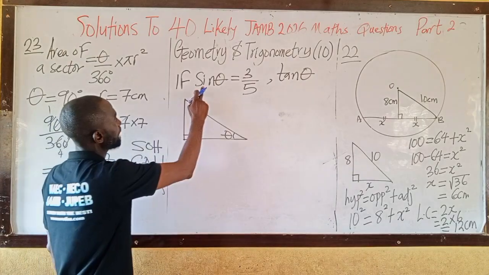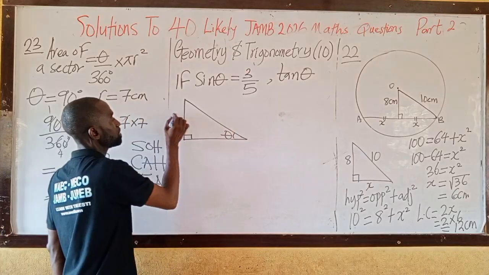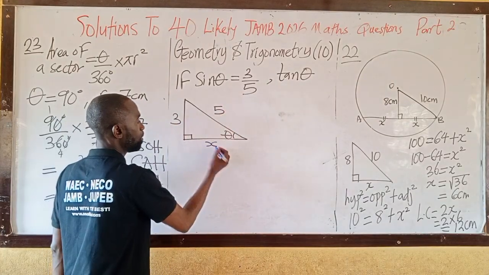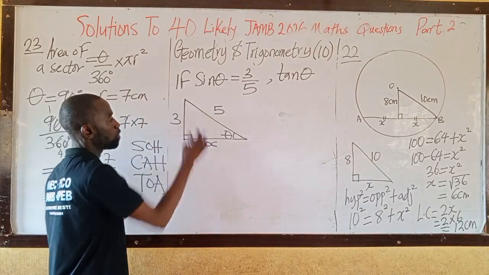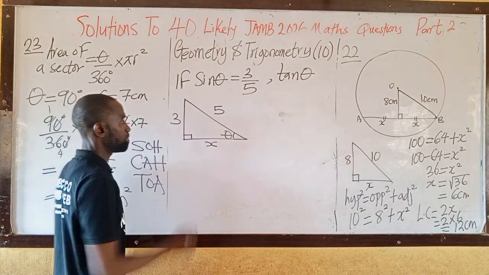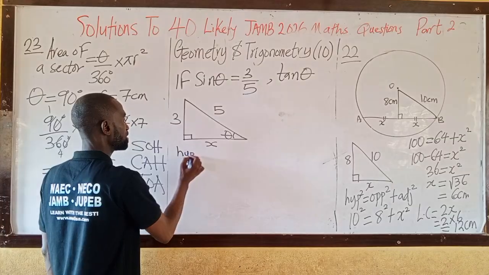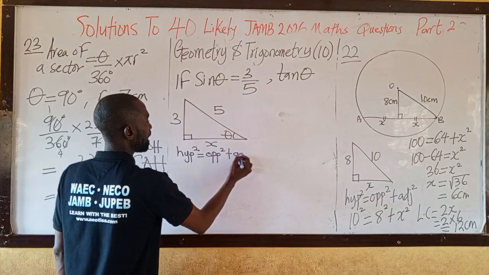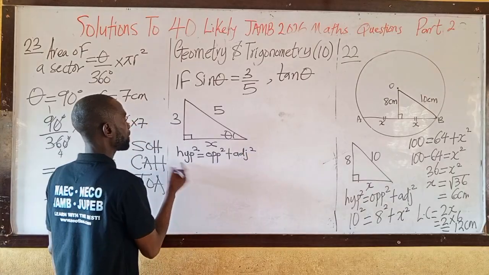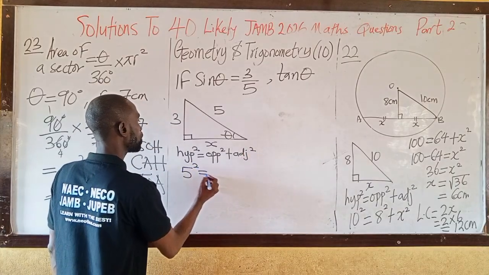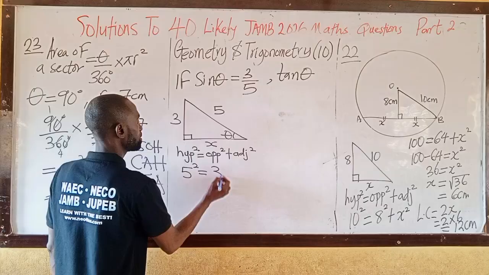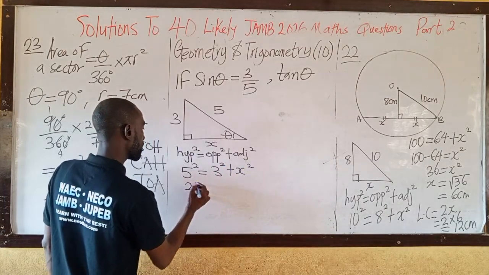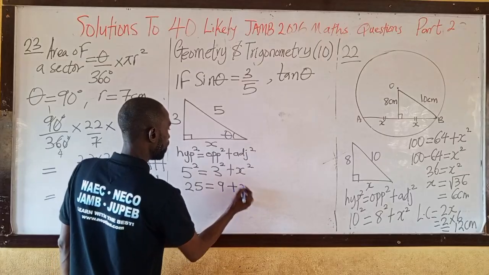Adjacent. So sine, 3 is the opposite. This will be 3. 5 is what now? The hypotenuse. So I need my x. Now this is what we call Pythagoras theorem. So hypotenuse all squared equals opposite all squared plus adjacent all squared. Where is the hypotenuse? 5 all squared equals, what is the opposite? 3 all squared plus x all squared. This will be 25 equals 9 plus x all squared.